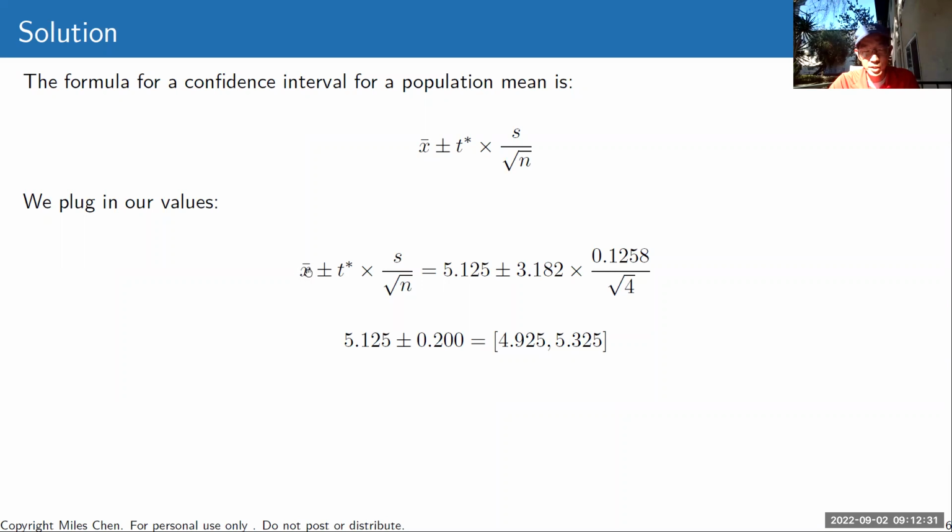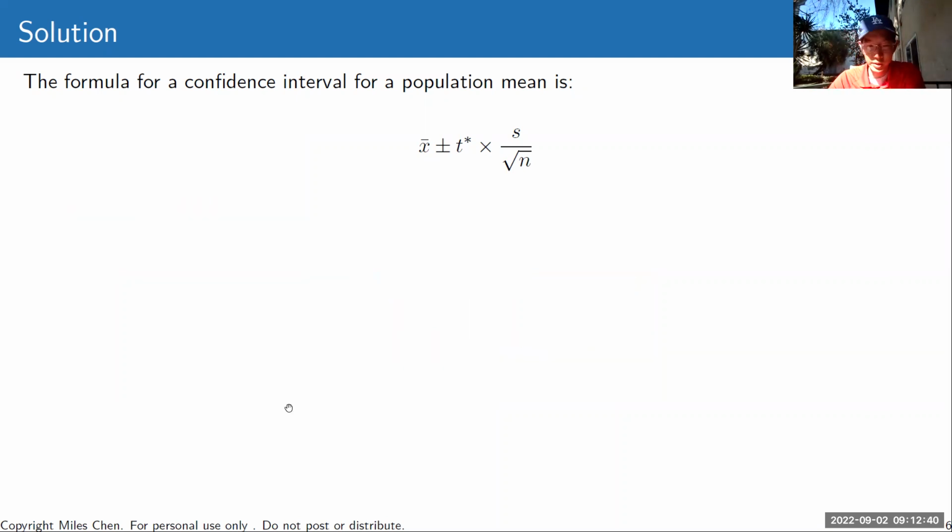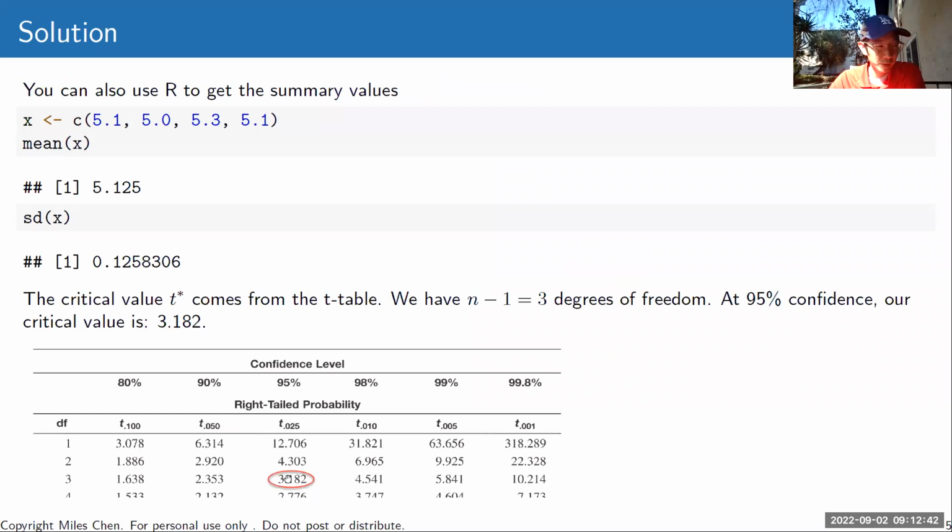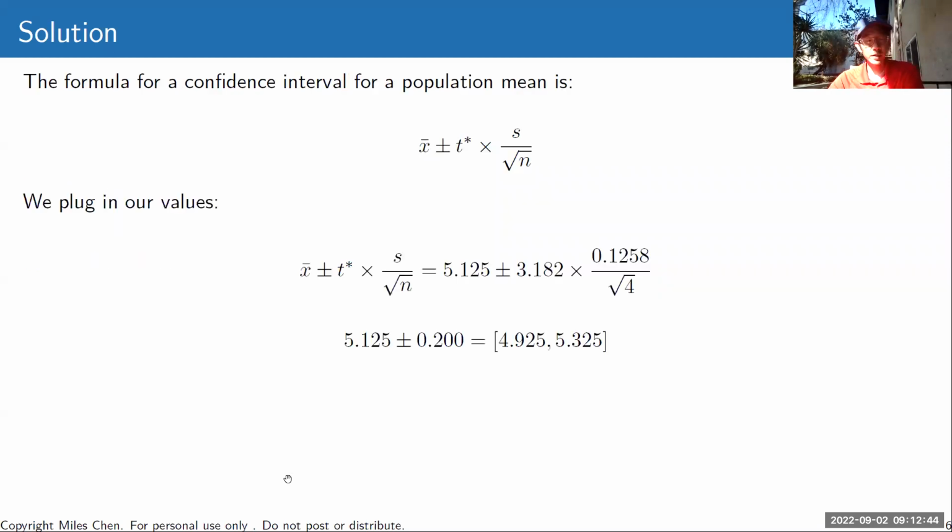So I have X bar plus or minus T star times S divided by the square root of n. So 5.125 plus or minus our critical value T, 3.182, coming from the T table, times the standard deviation S, which we found using the formula, divided by the square root of n, root 4. And our resulting confidence interval goes from 4.9 to 5.3.